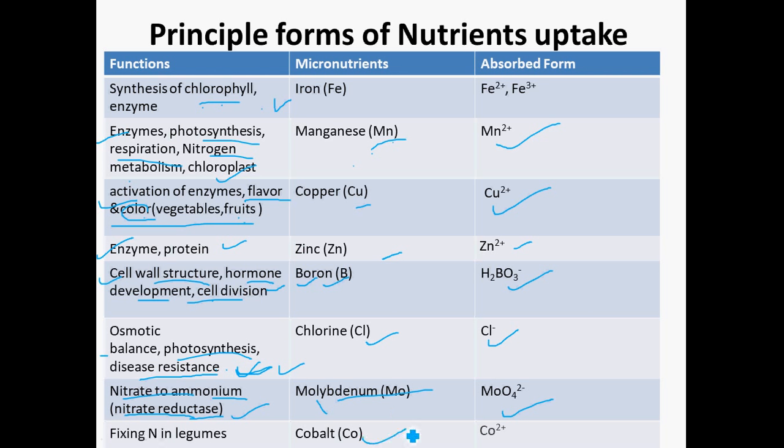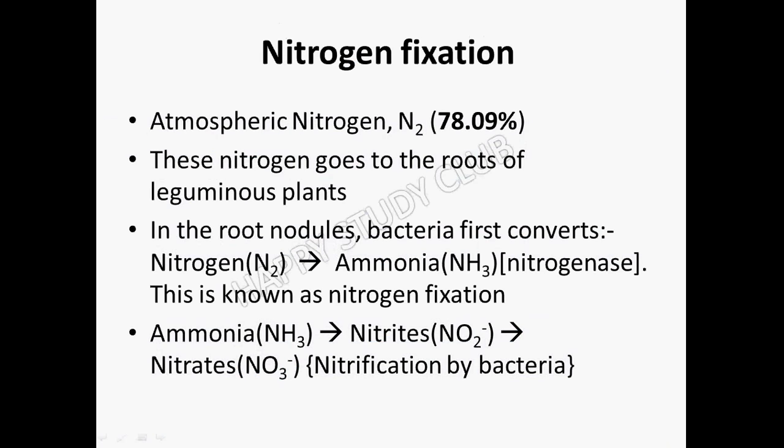Now cobalt. Plants take up cobalt in the form of cobalt ions. The main function of cobalt is nitrogen fixation in legumes. Now let's discuss this nitrogen fixation in detail.